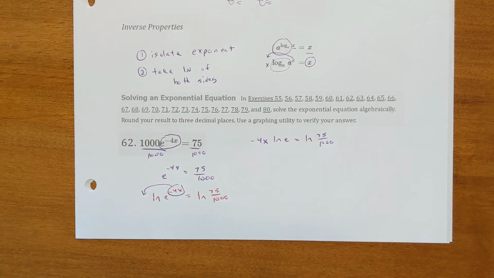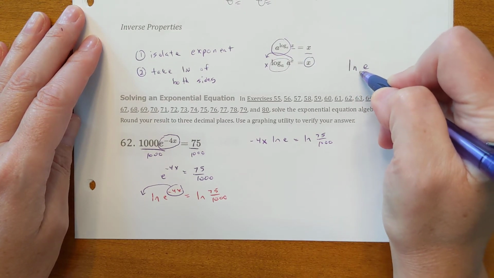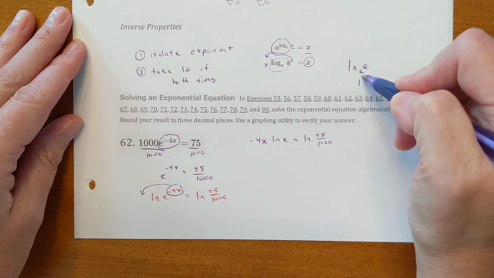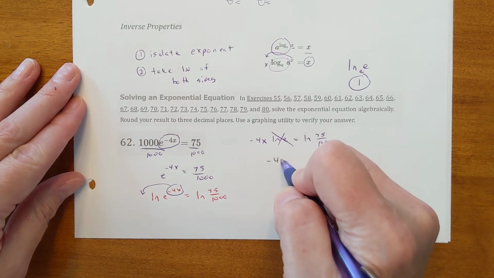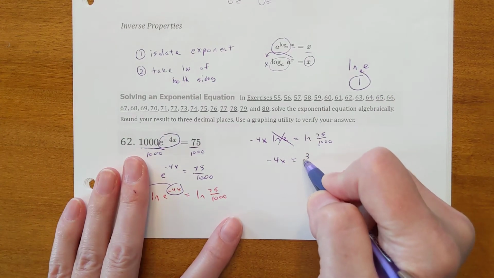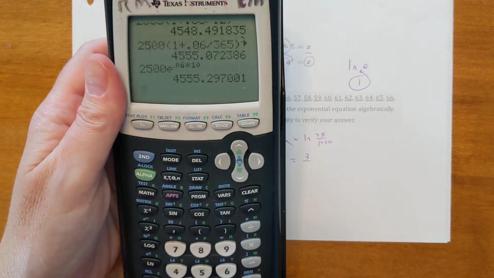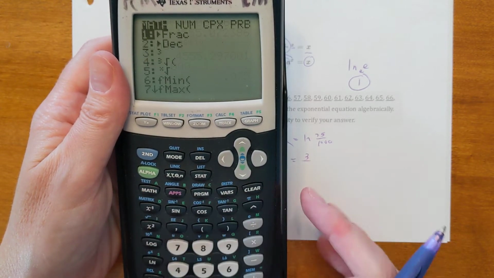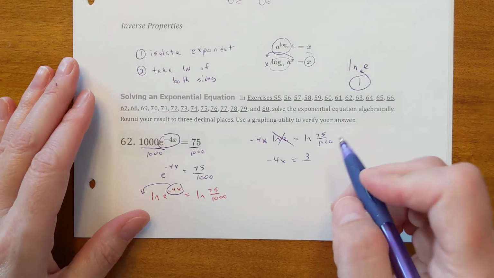And the natural log of e we learned yesterday is just the number 1 because it's the natural log and e has a base of e. We don't write the e. And so since it's the same thing, it's just the number 1. All right, so that's 1. So then you have -4x equals, I want to clean that up. We can divide them both by 25, which makes, I think, 3 over 40. Oh, let me double check. So 75 divided by 1,000, math, enter, enter. It's 3 over 40. All right. So it equals 3 over 40.